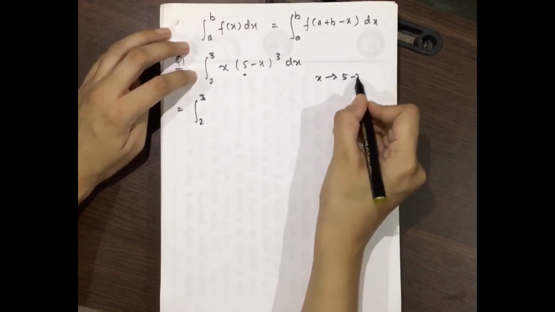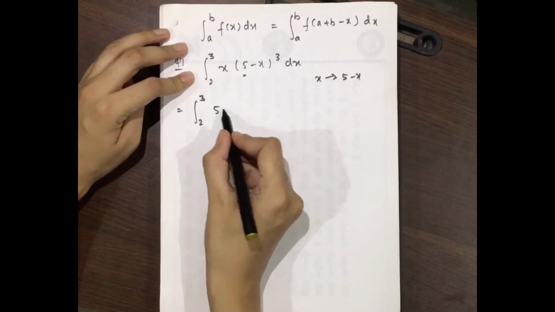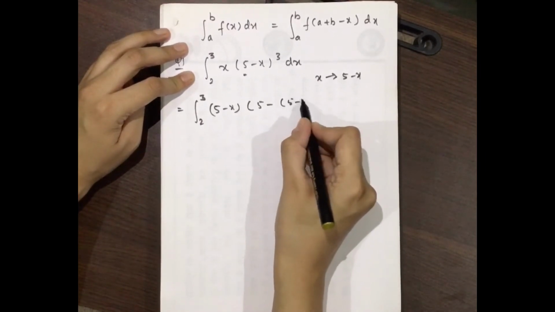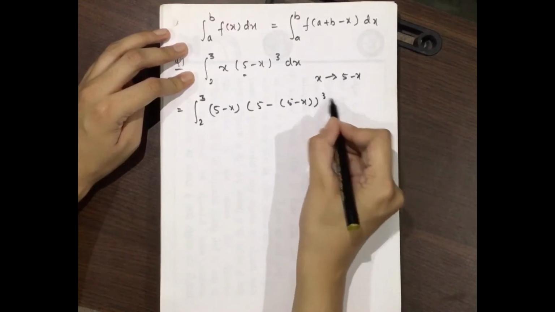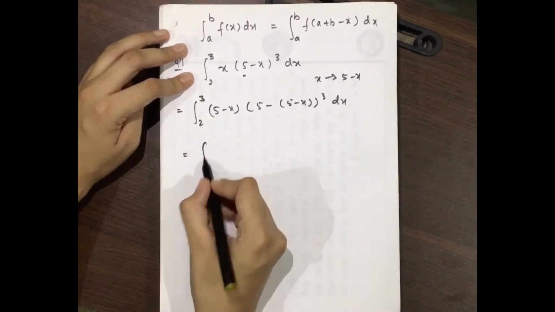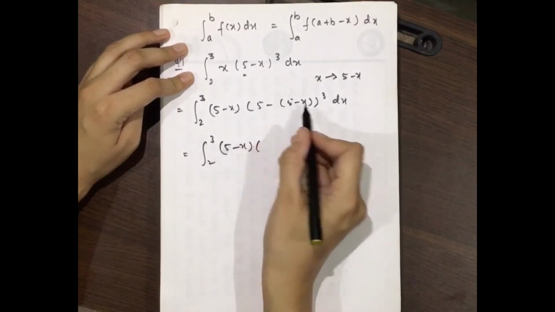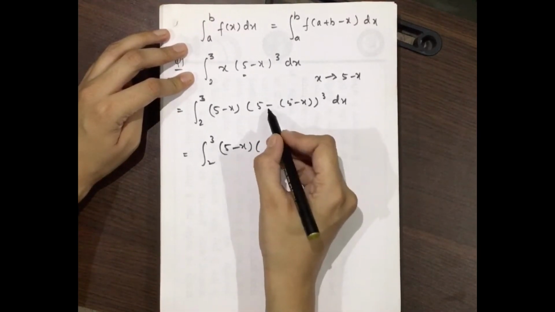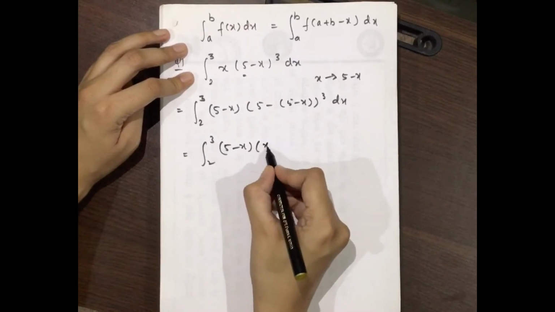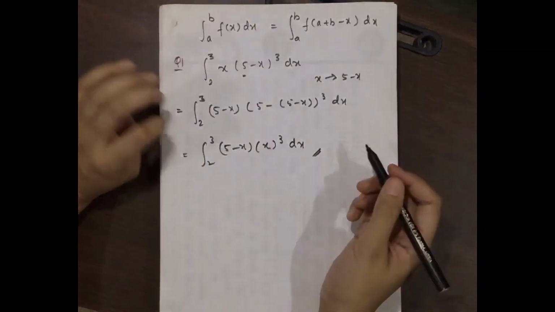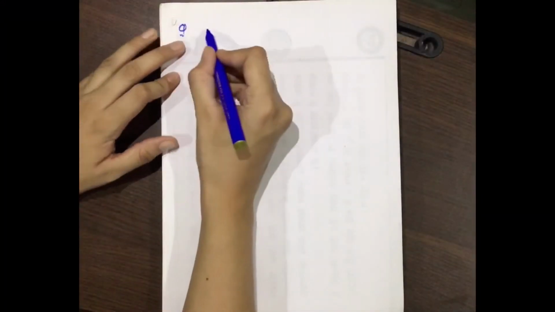So x is changed to 5 minus x. So now we have (5 minus x) into (5 minus (5 minus x)) to the power cubed dx. Okay, so what we have is (5 minus x) into, 5 minus 5 is cancelled, and we have x cube. So this is also very easy to solve. Now see the next question.